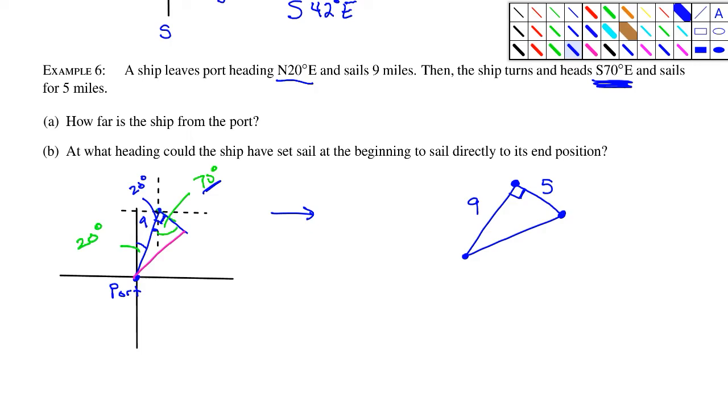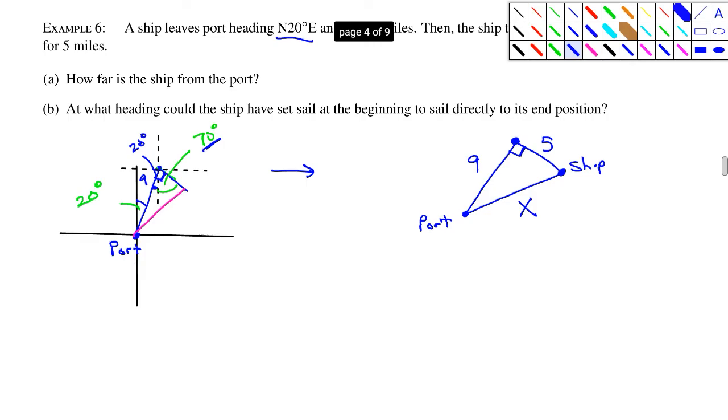Question A, how far is the ship from the port? Well, the distance from the port to where the ship is now, we'll just call x, and that turns out to be the hypotenuse of this triangle. So x squared is equal to 9 squared plus 5 squared, and we get x is equal to 10.30 miles.